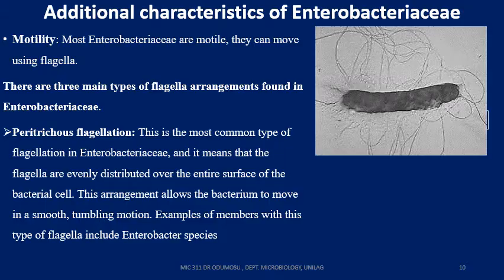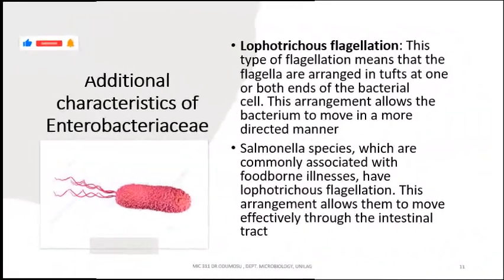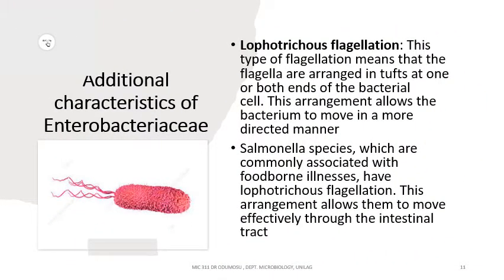We also have another type of flagellation, which is called peritrichous flagellation, which means that the flagella are arranged at one or both ends of the bacterial cell. So it also allows them to move in a more directed manner. These are common among Salmonella species. And Salmonella are also one of the important members of this family.